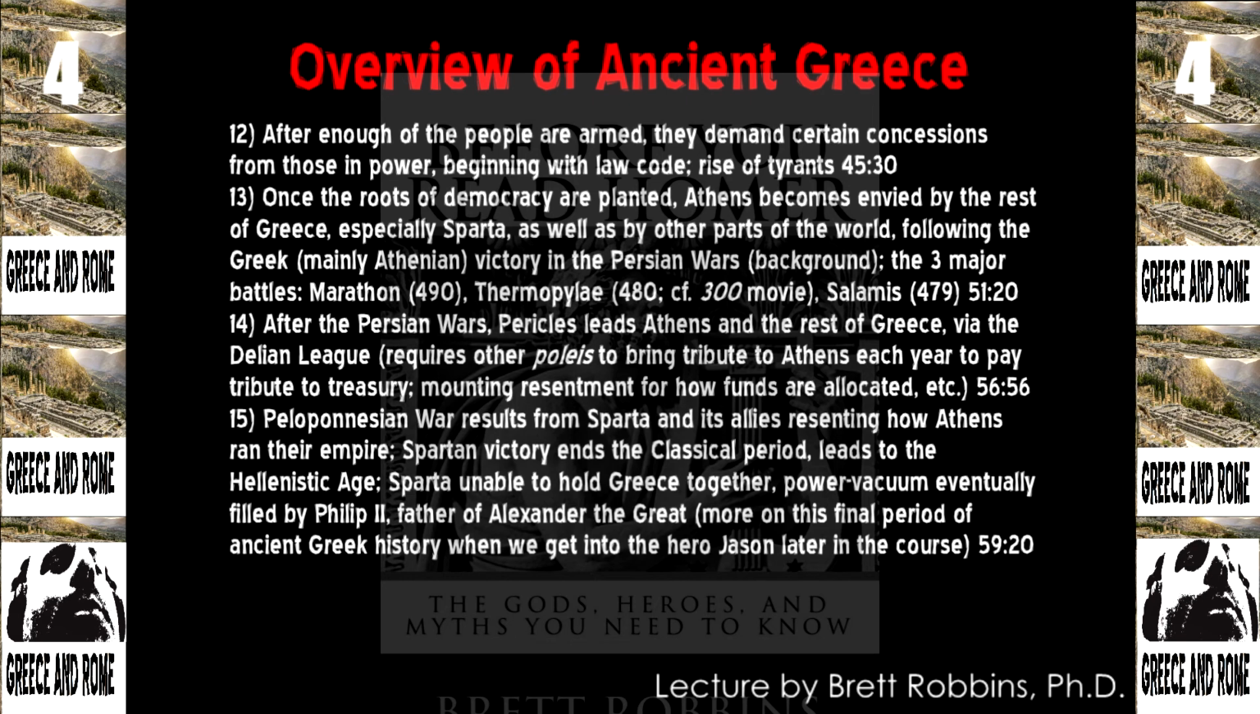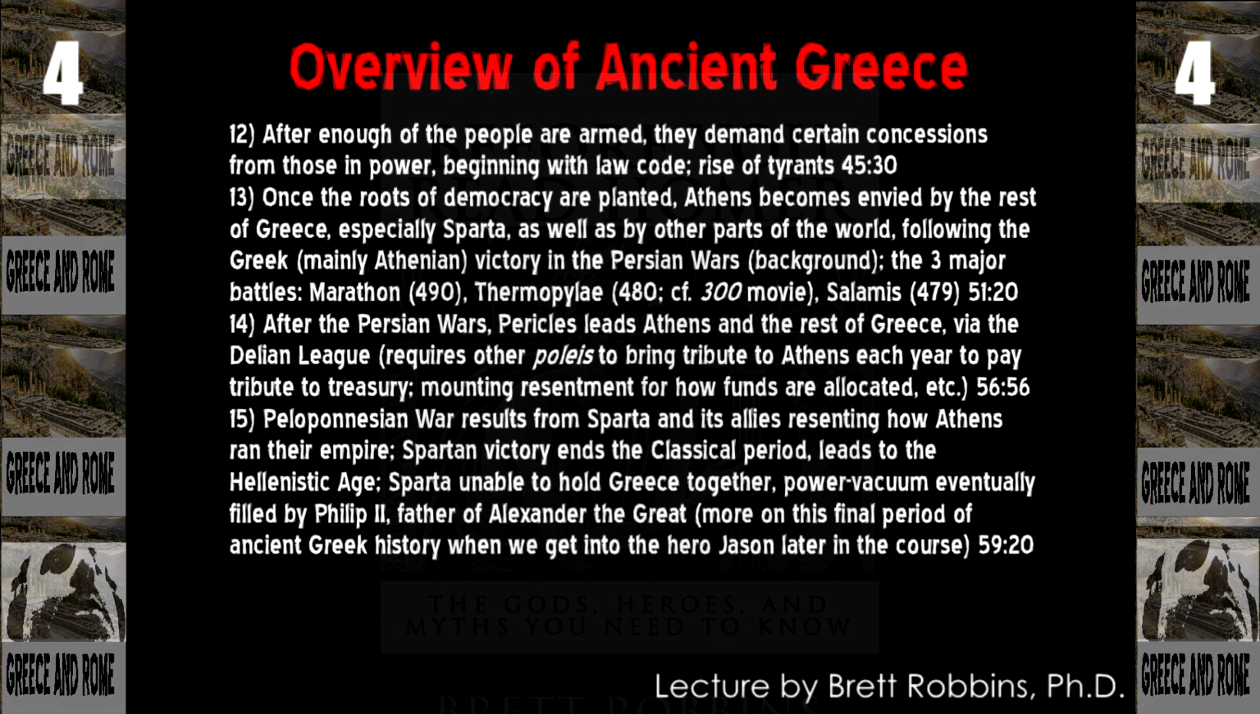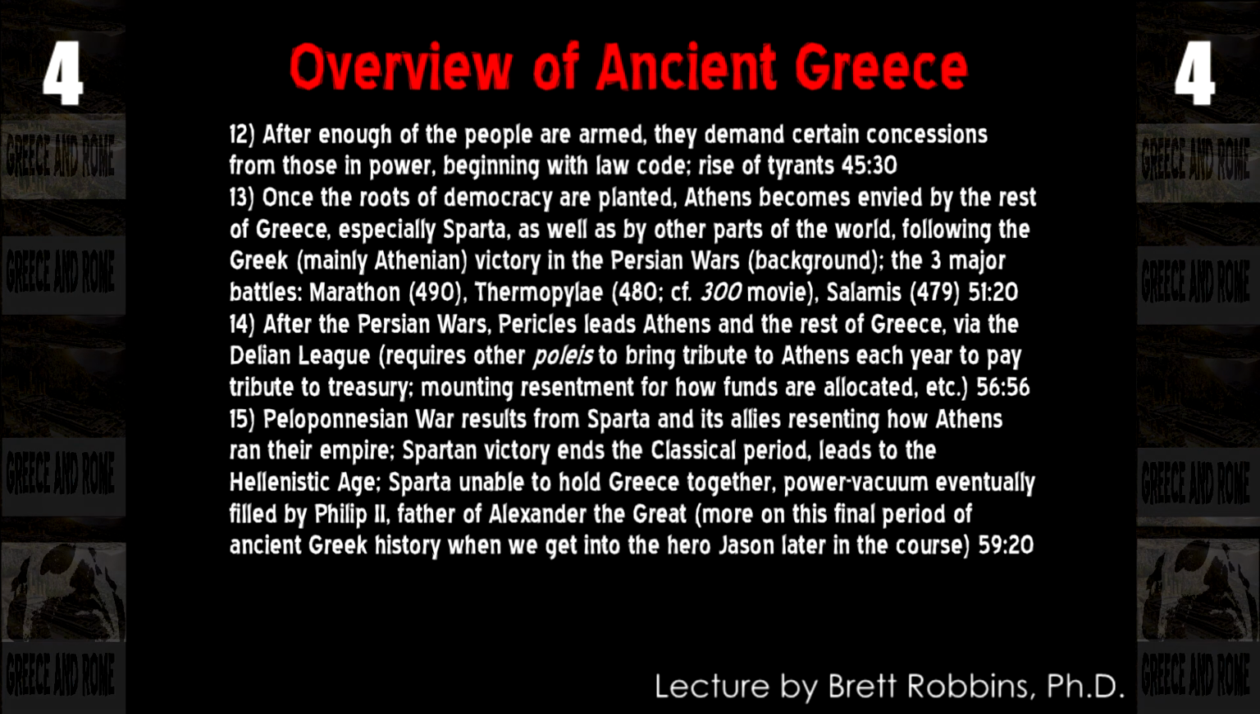Well, the problem was, and it all comes down to this, and this is the last thing, that Sparta wasn't as successful at PR as Athens was. And so they weren't able to keep things together. And so that caused a vacuum. From the north comes Philip II, who's the father of Alexander the Great. And then after Alexander is dead, it initiates the Hellenistic period that we'll talk about when we get to the hero Jason.